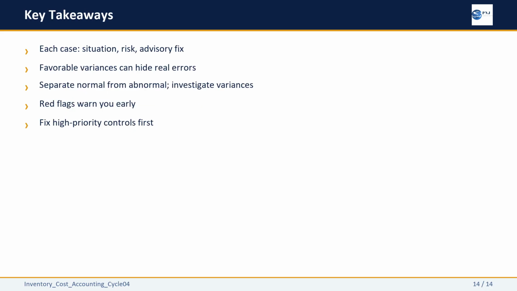Let us lock in what matters. Every case follows the same arc, the situation, the risk, and the advisory fix, and a permanently favorable variance can hide a real error rather than signal good performance. Always separate normal from abnormal spoilage, and never let a recurring variance go uninvestigated. The red flags give you early warning that standard costs, the overhead rate, or the count process have drifted. And when you act, fix the high priority control failures first, then add the medium priority refinements.